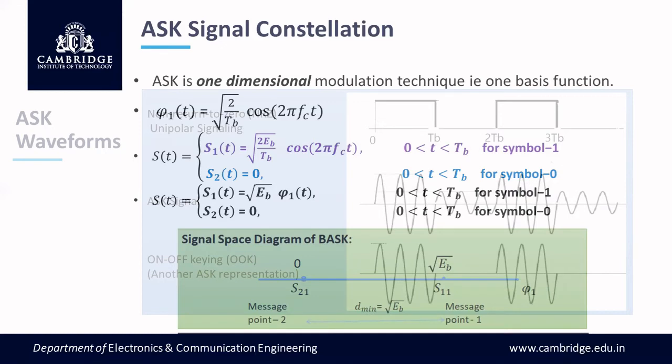But in ASK, as I said already, now, since root TB and 0 are very important, these pulses form the basis function. So the absence of pulse will represent one symbol, and the presence of pulse will represent another symbol. We can translate this information into Euclidean space, which is also called signal space. The presence of pulse may be a positive pulse or negative. So that's why this kind of signal is called unipolar. Unipolar means one polarity, either positive or negative.